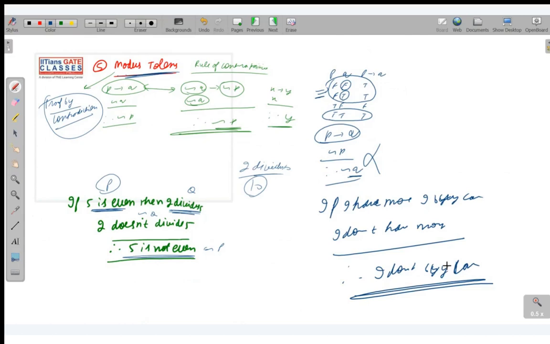Okay, so obviously this is a fallacy. This is not a valid argument. You may be thinking by common sense it is a valid argument, but it is not a valid argument at all. It is a fallacy. Fallacy means invalid arguments. Okay, I am jumping to the next slide now.